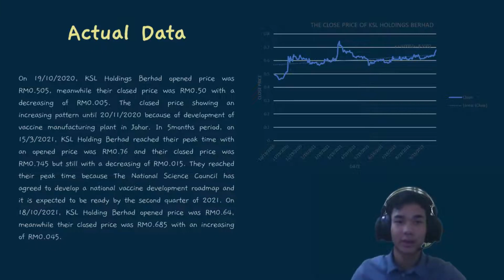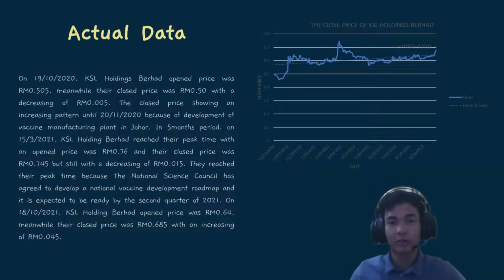The close price shows an increasing pattern until 20 November 2020 because of the potential development of a vaccine manufacturing plant in Johor. In a 5-month period, on 15 March 2021, KSL Holdings Berhad reached their peak time with an open price of 76 cents and their close price of 745 cents, but still with a decrease of 0.15 cents. They reached their peak time because the National Science Council has agreed to develop a national vaccine development roadmap, and it is expected to be ready by the second quarter of 2021.